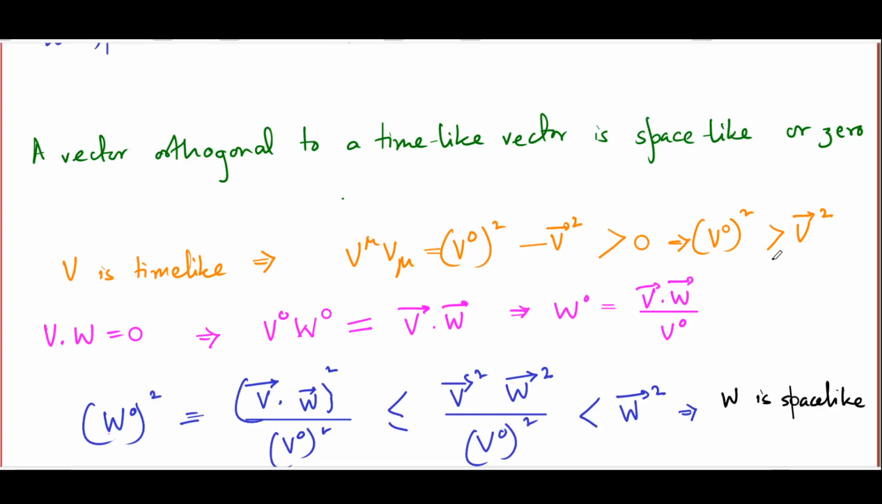The exception, of course, is when W vector is actually itself 0 and W0 is also 0. But other than that, W has to be space-like because it has a larger sized spatial part than its temporal part. So the fact that a mu is space-like, that the 4 acceleration is space-like, is not a surprise. 4 velocity having a constant invariant square implies that 4 acceleration has to be orthogonal to 4 velocity, and because 4 velocity is time-like, 4 acceleration has to be space-like, as we had pointed out.